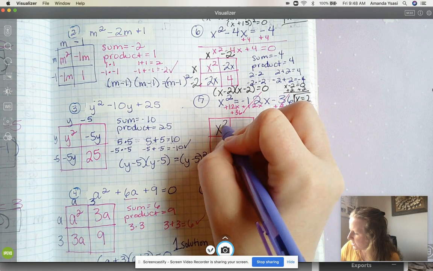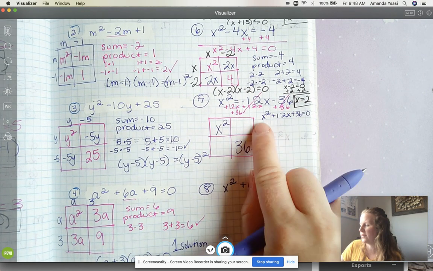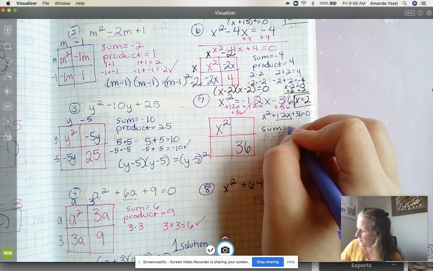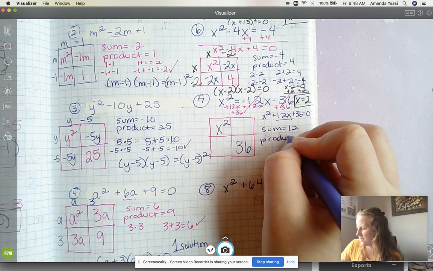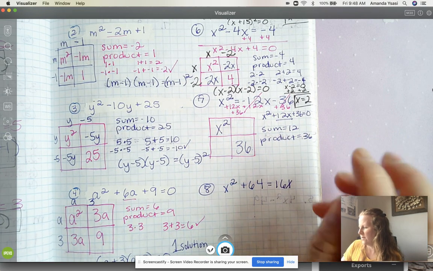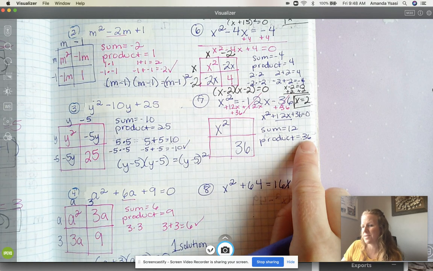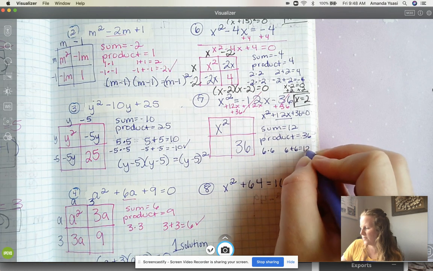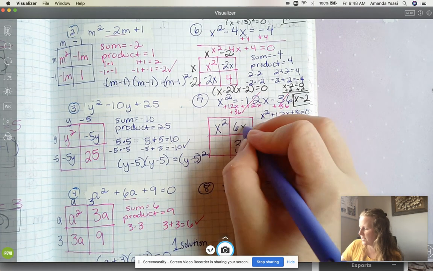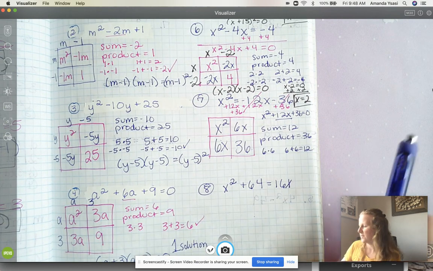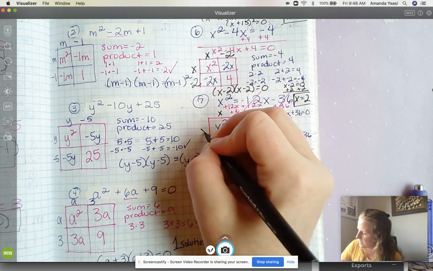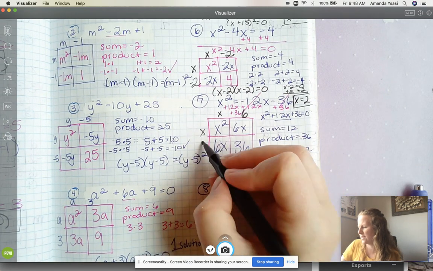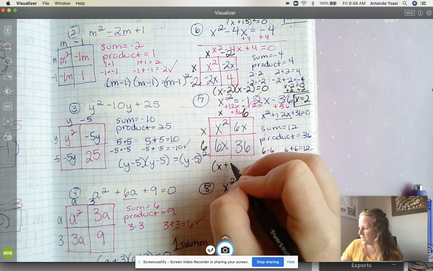So then I have x squared here, and I have a positive 36 here. So everything's positive now. So I'm looking for a sum of 12 and a product of 36. So I know 36 is 6 times 6. And 6 plus 6 is 12. So it's 6x and 6x. So then I factor out, so x and x. X times what gets 6x, and it's 6. X times what gets 6, it's 6. So this is x plus 6.